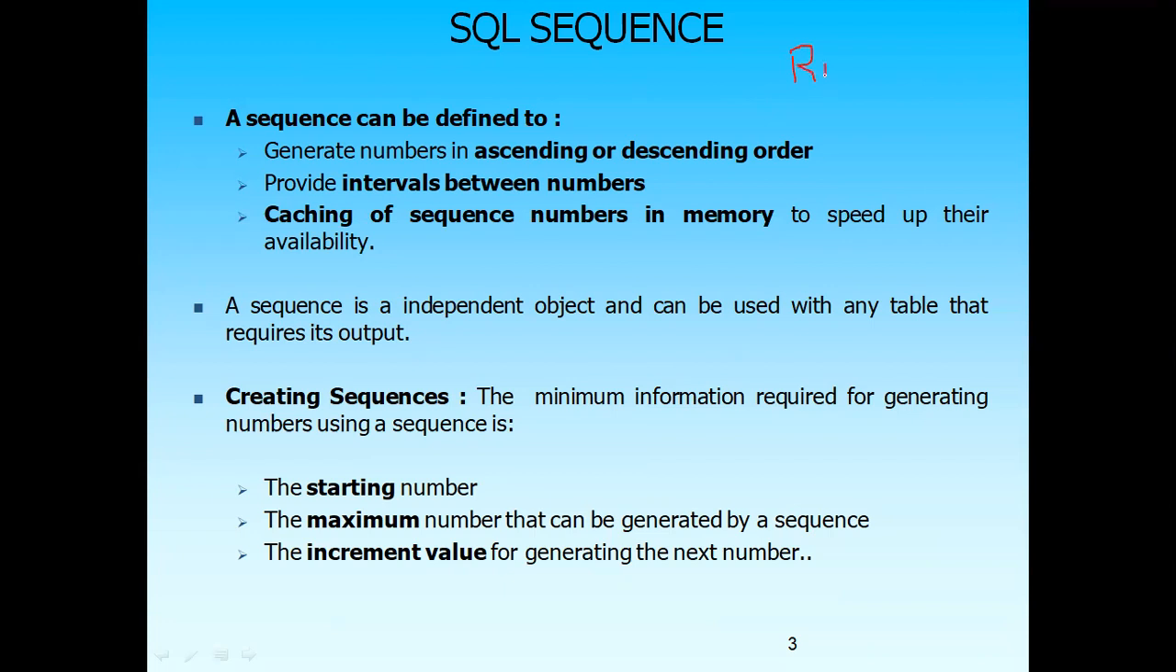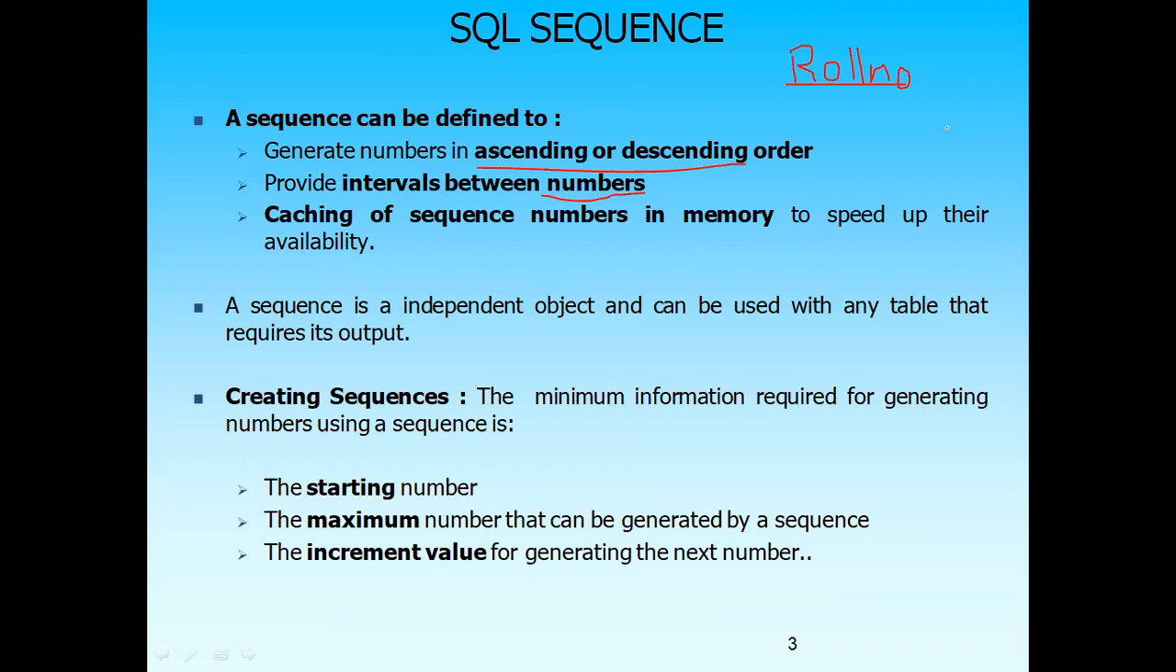So if you want to create the roll number automatically in sequence 1, 2, 3, 4, 5, whenever a new student is created by the application, this roll number will be assigned by this sequence automatically as the next number. This sequence can be defined to generate the numbers in ascending or descending order, and also we can provide the interval between the numbers. So not only will the number increment by 1, you can also mention the interval here. If you want to create a sequence of odd numbers or even numbers, that also you can create.